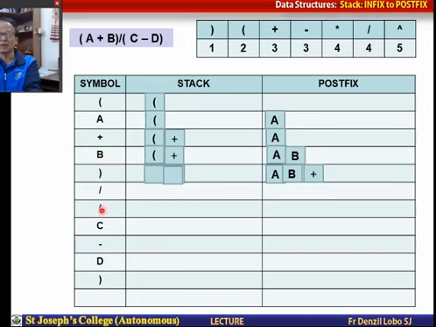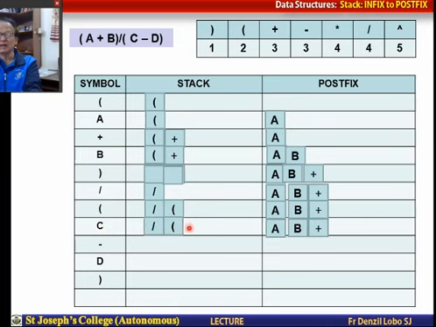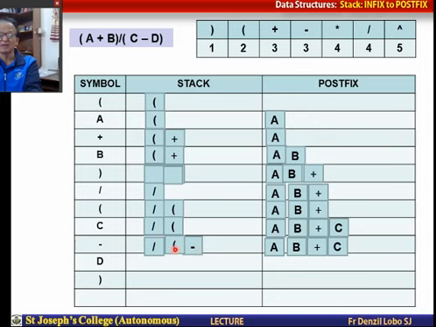Then again we come across one more operator. The stack is empty, so you push it onto the stack. Then you come to this left parenthesis. Naturally, the left parenthesis will go onto the stack. Then I come to operand C. So operand C has to go onto the postfix expression. Minus is there. Where will it go? It will go onto the stack because minus has higher precedence than the left parenthesis. Then next we come to D, one more operand. Naturally, it will go onto the postfix expression.